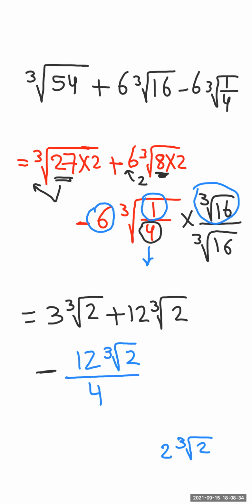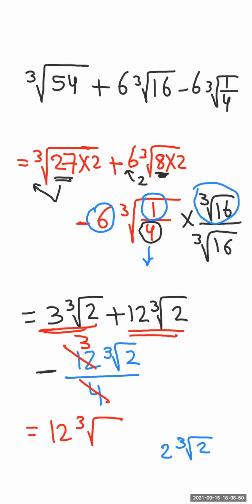Now, simplify this 12 and 4. So this means 3. So now the question: 3 cubic root of 2 plus 12 cubic root of 2 means 15 cubic root of 2 minus 3 cubic root of 2. So it will equal 12 cubic root of 2.